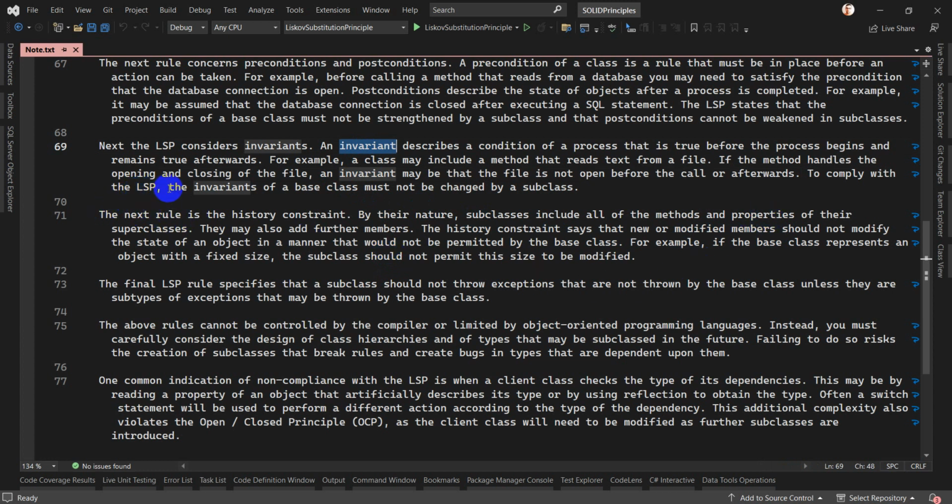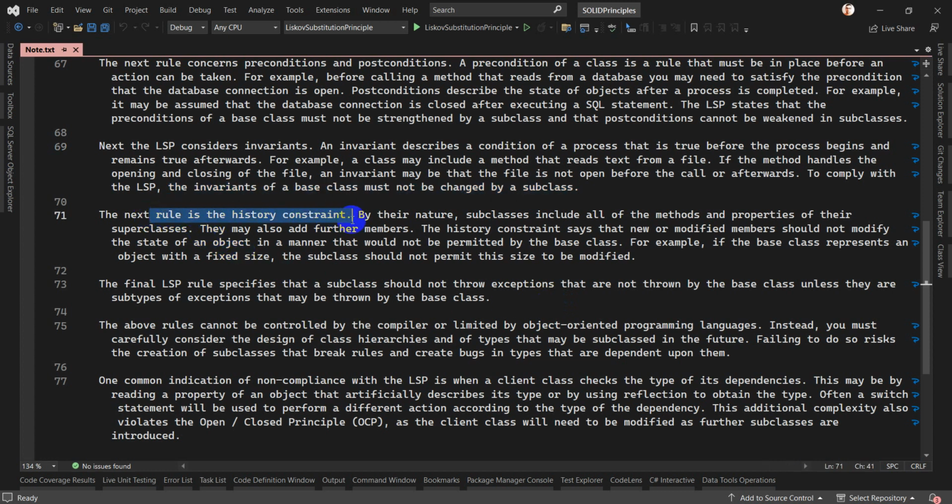To comply with the LSP, the invariance of a base class must not be changed by a subclass. So in terms of invariance and the relationships between a superclass and a subclass, we should always be careful not to change the invariance of a base class in a subclass.